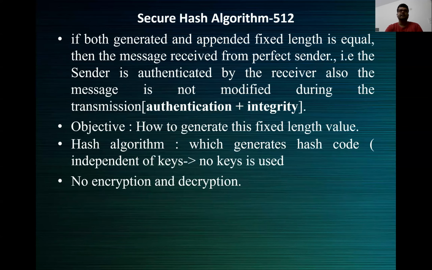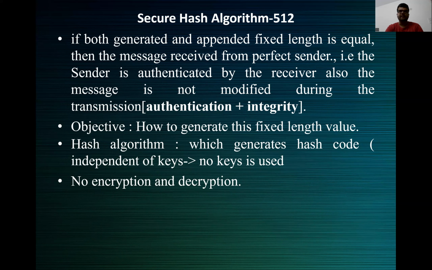If both the generated and appended fixed length values are equal, then the message is received from the genuine sender. That is, the sender is authenticated by the receiver. Also, the message is not modified during the transmission. So it shows authentication plus integrity. So moving on to the objective: how to generate this fixed length value.